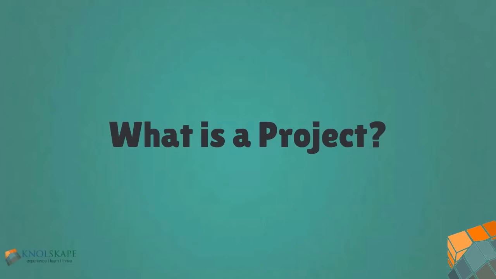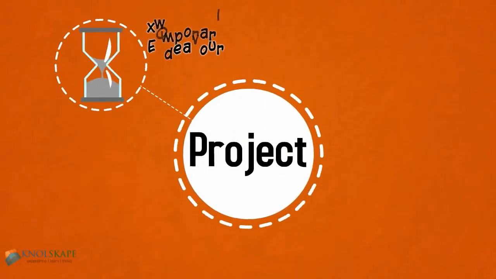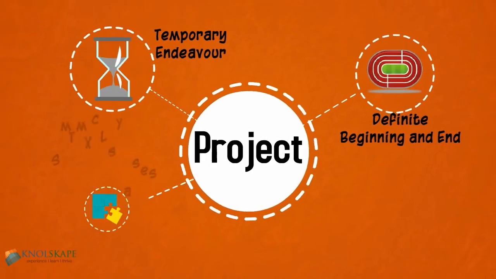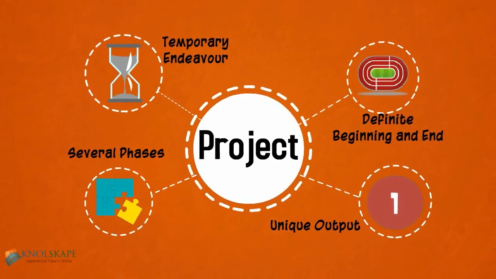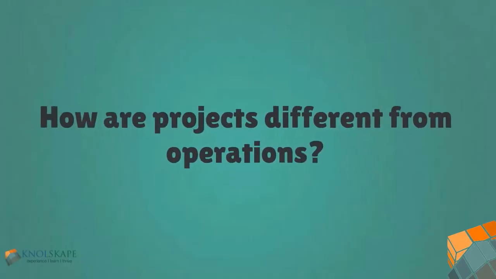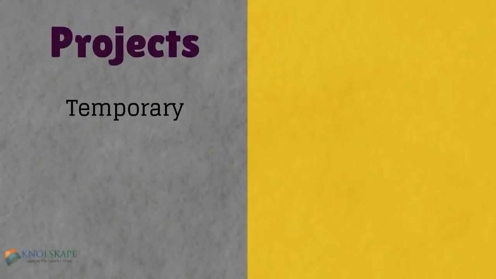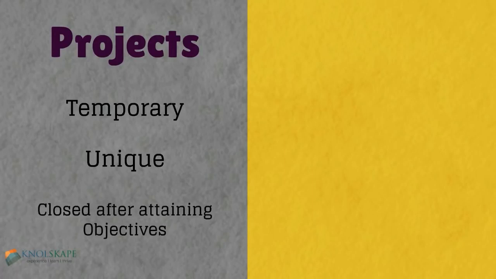What is a project? A project is a temporary endeavor, which has a definite beginning and end, that is carefully planned by dividing into several phases, to give out a unique output. How are projects different from operations? Projects are temporary. They create unique products, and are closed after attaining the objectives.